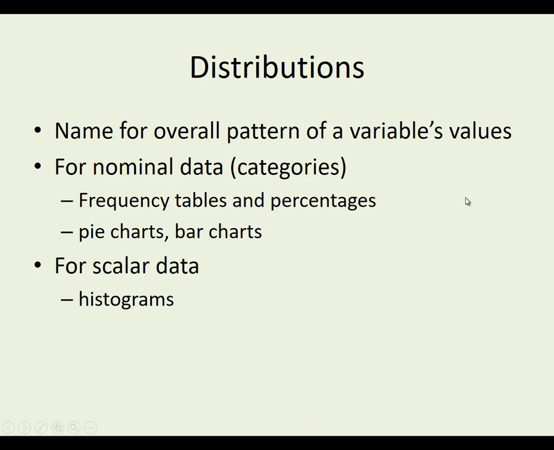But for now let's think about a single variable, and distribution is the name we give to the overall pattern of a variable's values. It's quite useful to think about the type of data we're dealing with. You might be dealing with nominal data such as the occupation of somebody, or their nationality, or their religion, and so on. In that case you could describe the distribution of the data, for example using frequency tables, saying how many or the percentage in each category, and you can show that in a pie chart or a bar chart. Then if you had scalar data like age or income or weight, you could perhaps use a histogram, or a line chart would be another one.